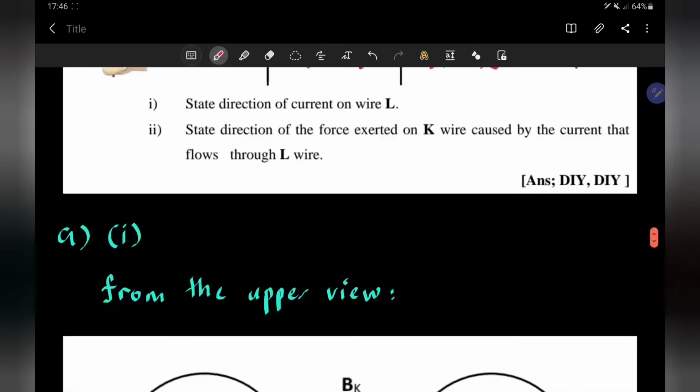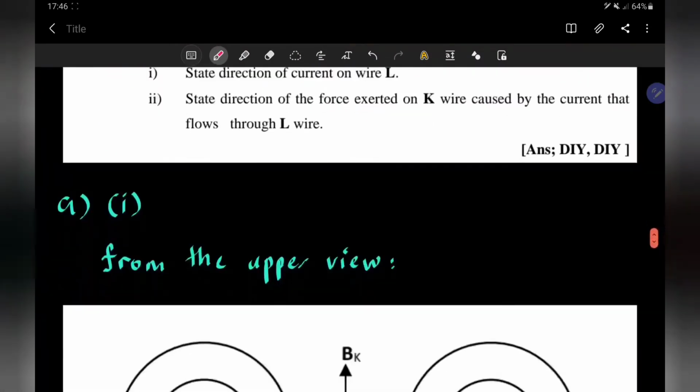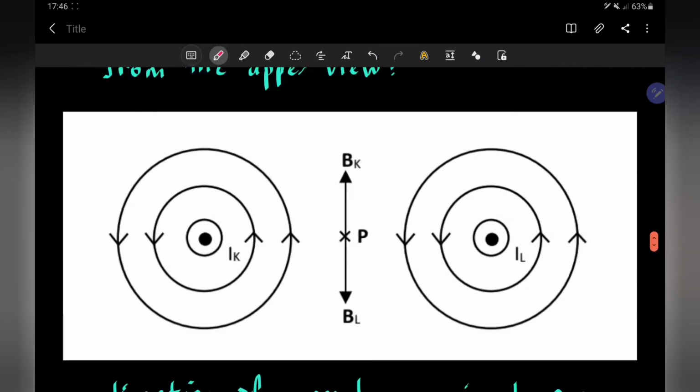Okay, so from the upper view, by having a view from this side, we can see the pattern is like this. These two B need to oppose each other, so they cancel each other, giving you 0 resultant at point P. This is B of the first wire, wire K, and this is B of wire L. Opposite in direction, they cancel each other.